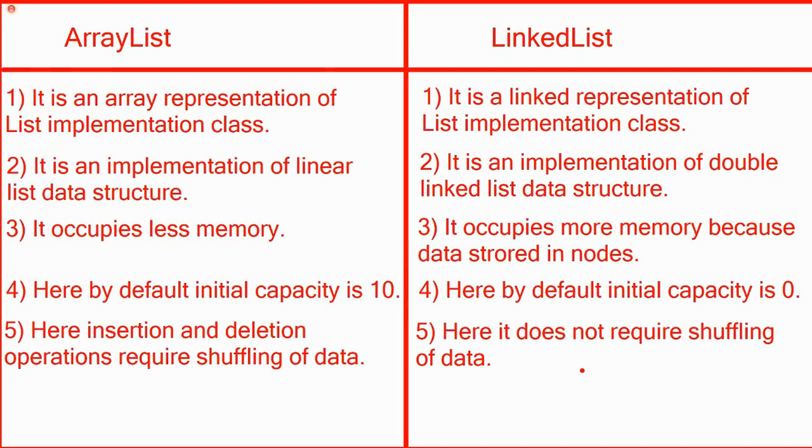Data shuffling with a diagram I'll explain. Now, next, actually, this first point, second point, all points, with the diagram only you'll understand. With the diagram only, you'll get clarity. Here, shuffling is not required. Without shuffling, data is only inserted in a linked list. Now, array list diagram and linked list diagram I'll give. With that, you'll get clarity.